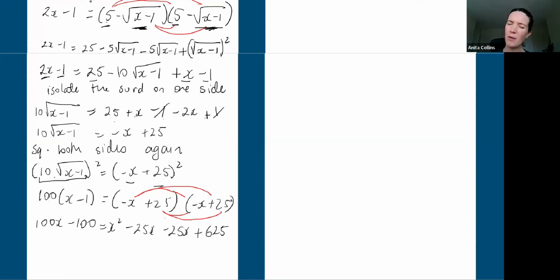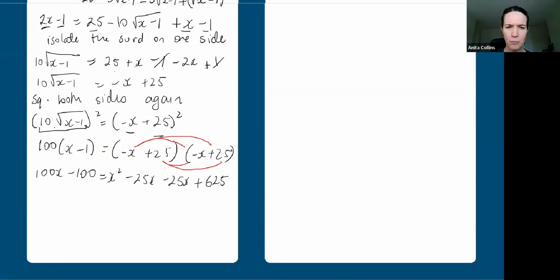Right. Do you see what we have now? The thirds are all gone. It's looking a little bit quadratic, and that feels good. We know what to do with that. So let's bring everything to one side and let it equal 0. I'm going to bring it to the right because the x squared is positive on the right. So minus 25x minus 25x is minus 50x. Minus 50x, bring that 100x across, minus 100x, minus 50 minus 100 is minus 150x.